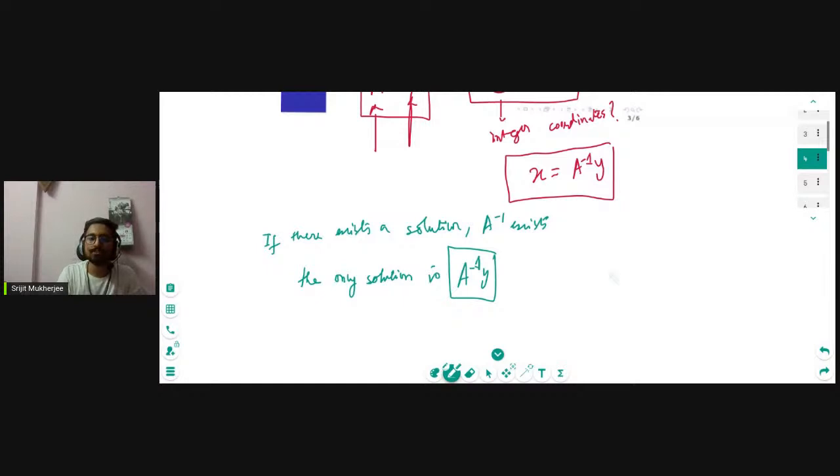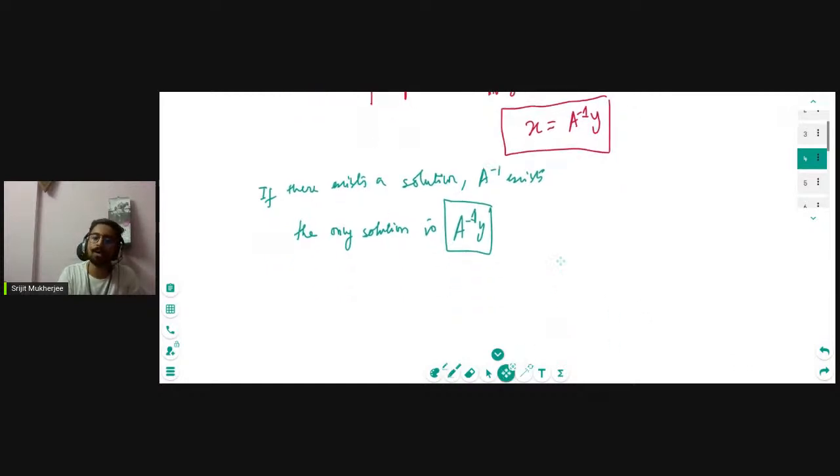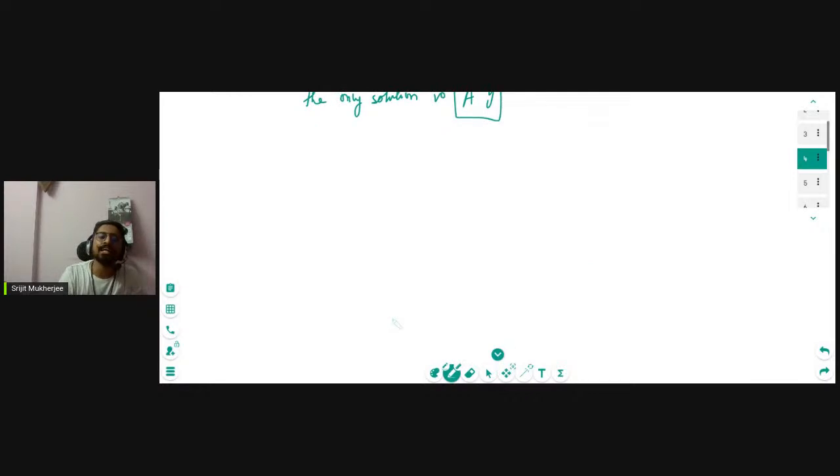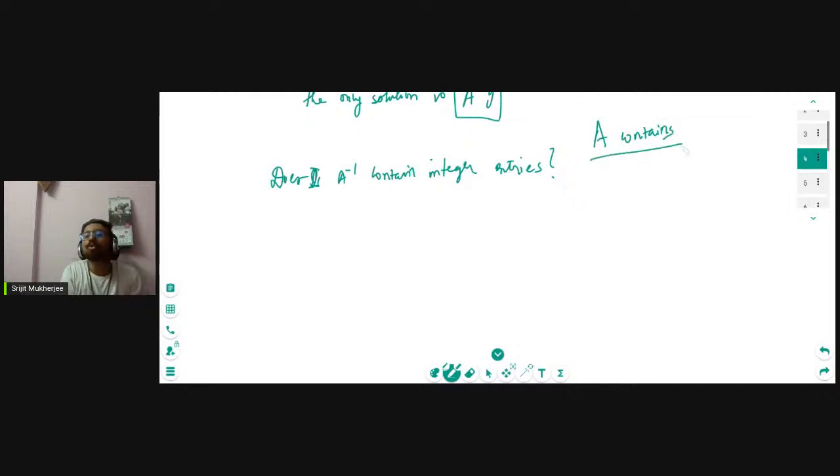So let's focus on this subpart now: is A inverse y integer? Does A inverse y contain integer coordinates, integer entries, or not? We know that A contains integer entries. Now we want to know whether A inverse contains integer entries or not. I'm really sorry for my bad handwriting, please forgive me, but I will try my best.